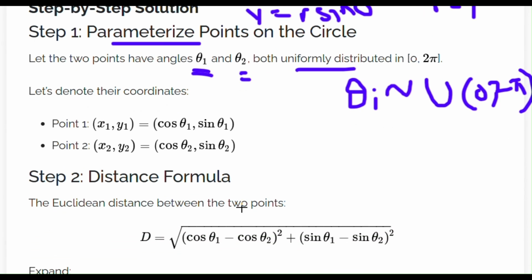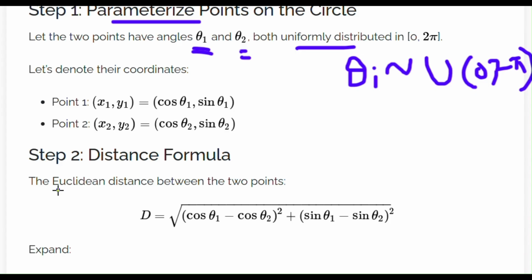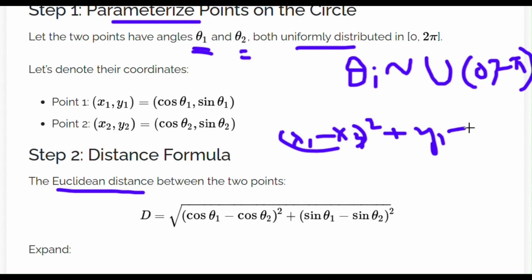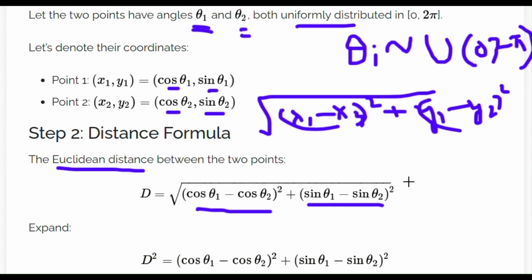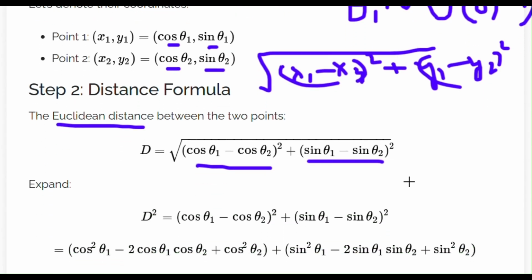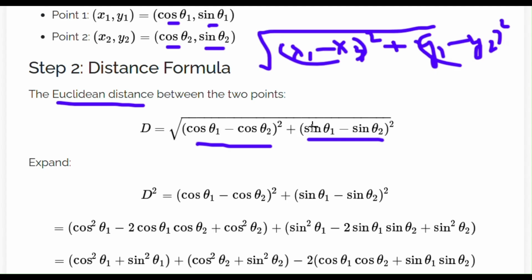Now we have to find the distance between the points. So the Euclidean formula, for instance, is the square root of x1 minus x2 whole squared plus y1 minus y2 whole squared. This gives us the distance between the points. We have the x coordinates cos theta 1 and cos theta 2. So cos theta 1 minus cos theta 2 whole squared, and then sine theta 1 minus sine theta 2 whole squared. This gives us d.